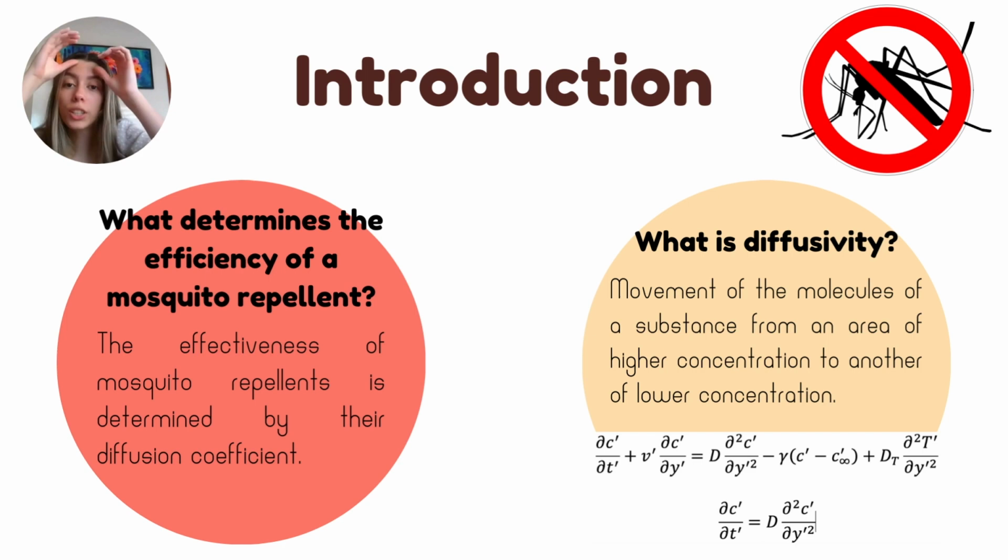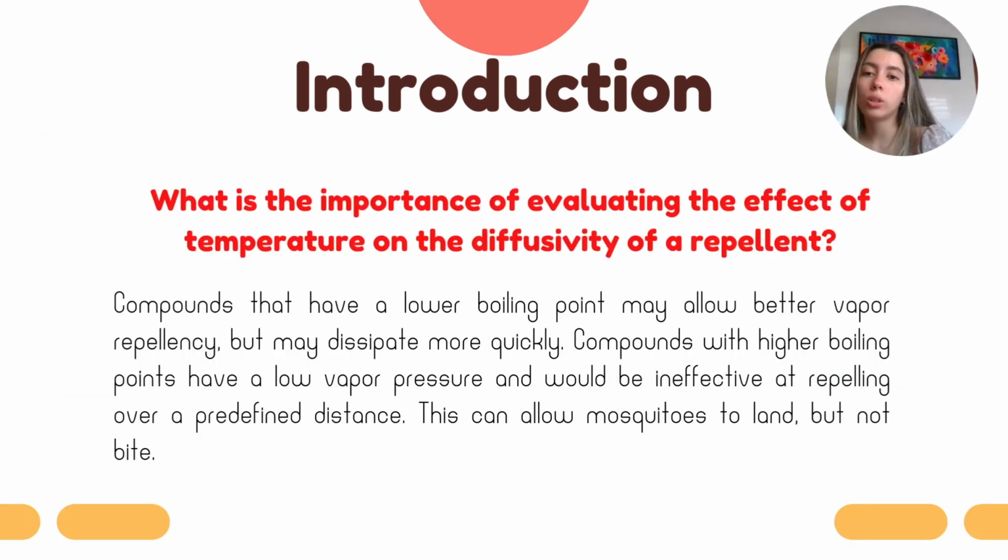What is diffusivity? Diffusivity is the movement of molecules of a substance from one area of higher concentration to another of lower concentration. What is the importance of evaluating the effect of temperature on the diffusivity of a repellent? As I mentioned before, we are going to use a spectrometry analysis to evaluate this effect.